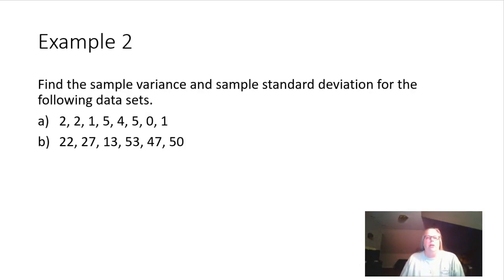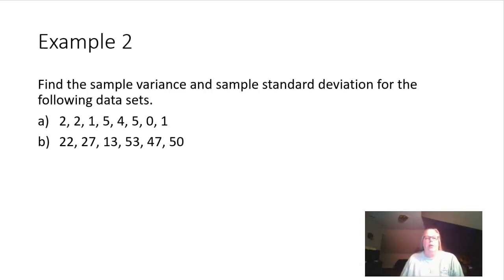Okay, example 2. Find the sample variance and the sample standard deviation for the following data sets. And we have two data sets there, part A and part B. Now remember the difference between the sample variance and the population variance. For the sample variance, we're dividing by n-1, or 1 less than our sample size. And for the population variance, we are dividing by n for the sample size.